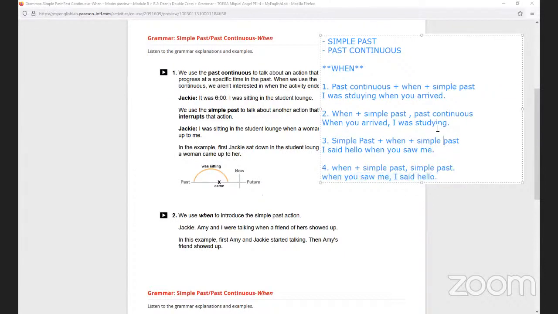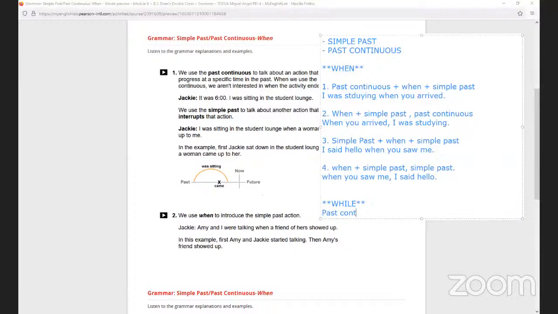But we can't use two past continuous. But maybe the question could be, when can I use two past continuous? I could use two past continuous if I use this other connector, that is while. In this case, of course, I can use both in past continuous.